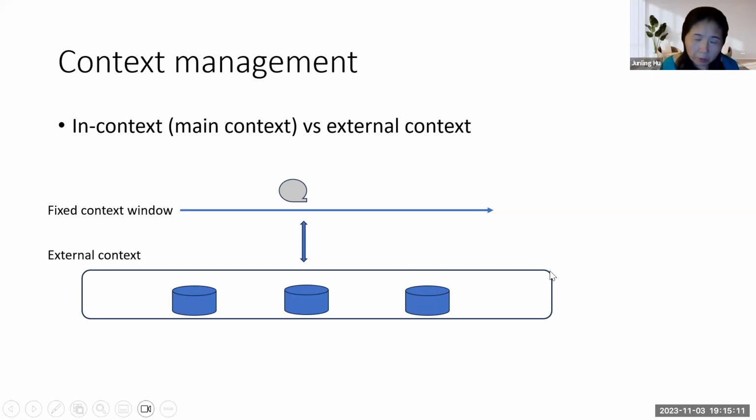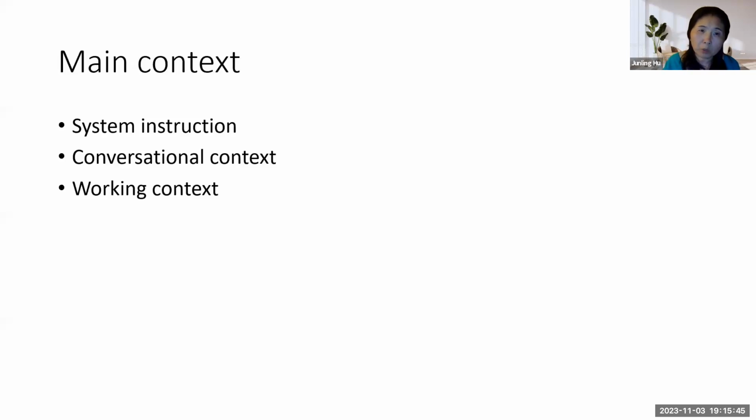So the author proposed a way that when we interact with the large language model, instead of just sending this static sequence of tokens into the language model, we should be able to manage what kind of context we give to the language model. That's called dynamic management of the context. Now, before we talk about how they do it, we first look at what they define as the main context.